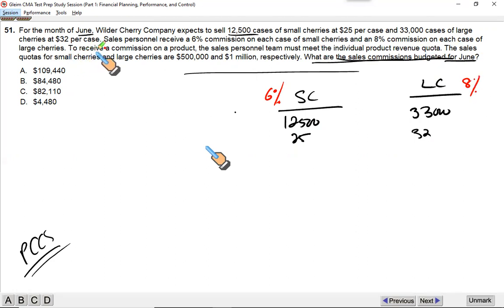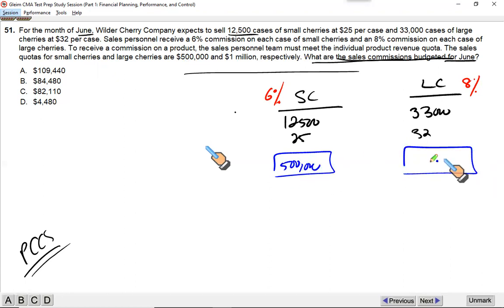To receive a commission on a product, the sales personnel team must meet the individual product revenue quota or target. The sales quota for small cherries is set up as $500,000. This is the target you need to achieve. And for large cherries, the target is $1 million sales. So let's see, do we reach the target in both cases? 12,500 multiplied by 25 gives you $312,500, it is way off than the target. So it means no commission on this.